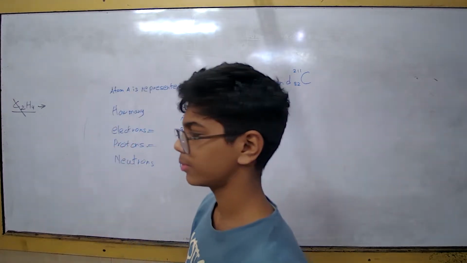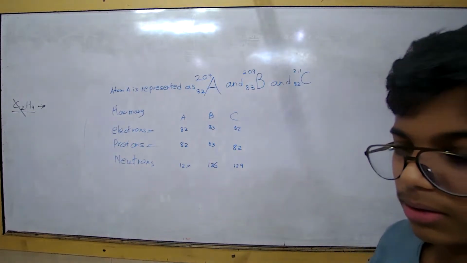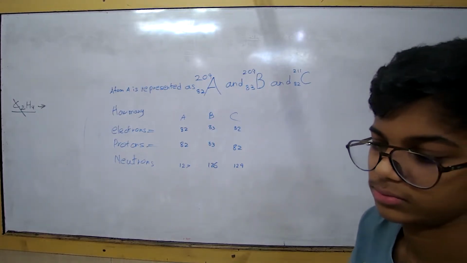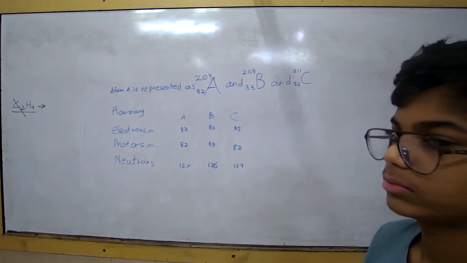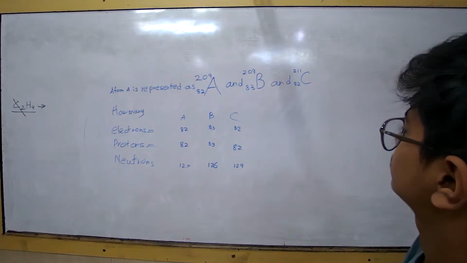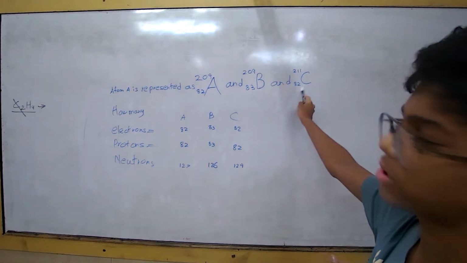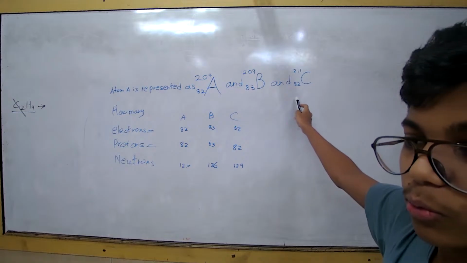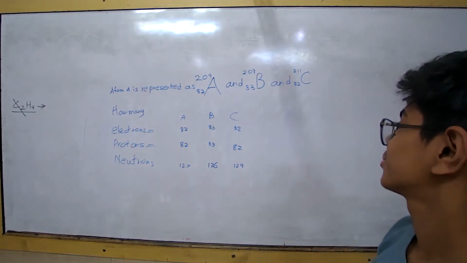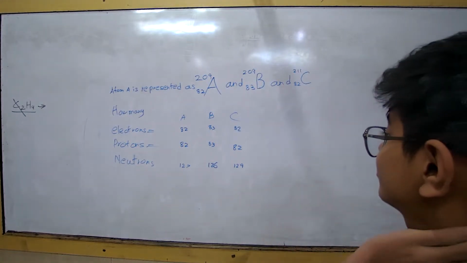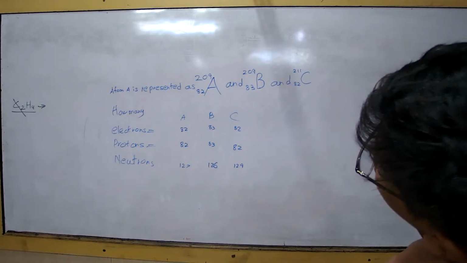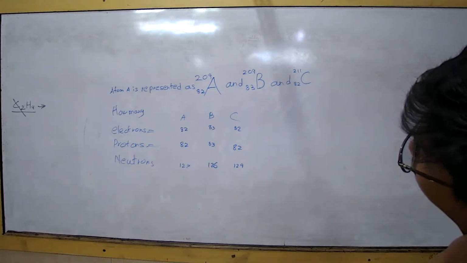Now, you got that? Is it correct? Okay. Now they say here, which two atoms have different number of nucleons? These two have the same, so this has a different one. Pay attention. Which two have different nucleons?